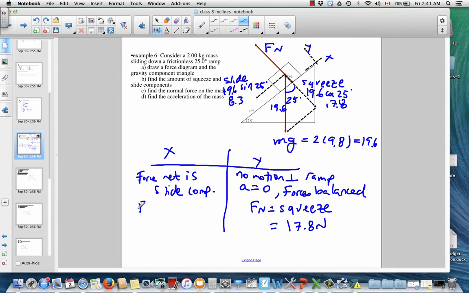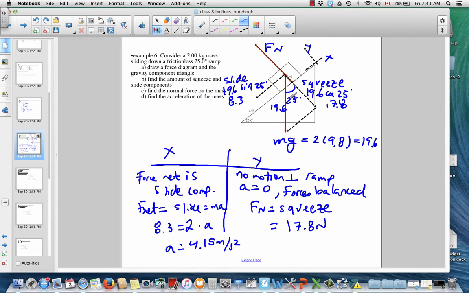So when we write net force is ma, it's the slide component of gravity that equals ma. So this is the 19.6 sin 25, or 8.3 newtons of unbalanced force on a 2 kilogram object. So we can see our acceleration will be about 4.15, 4.2 meters per second squared down the ramp. So this is how we're going to solve ramp problems.